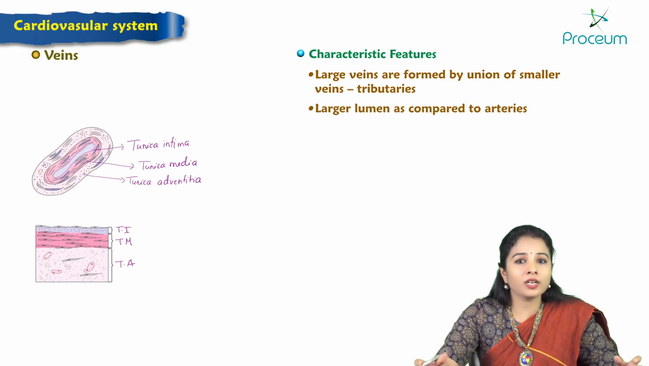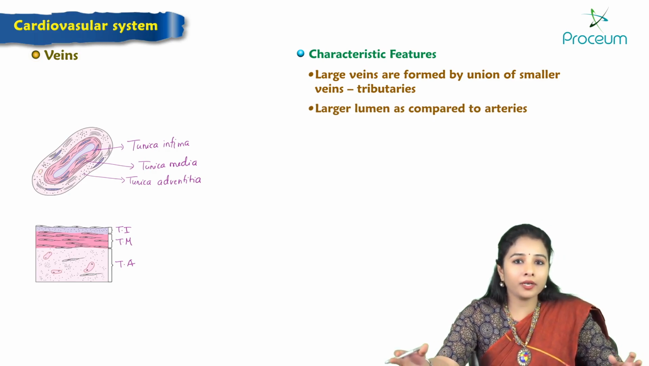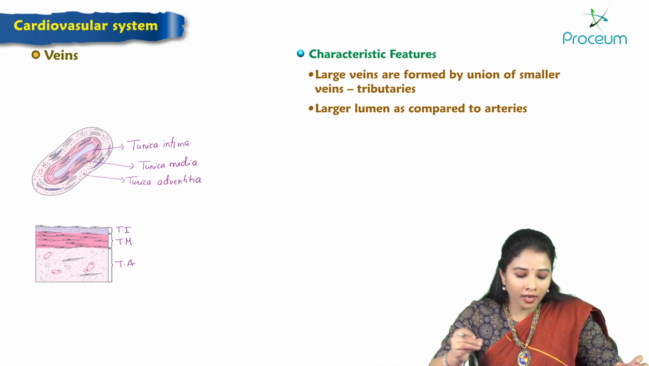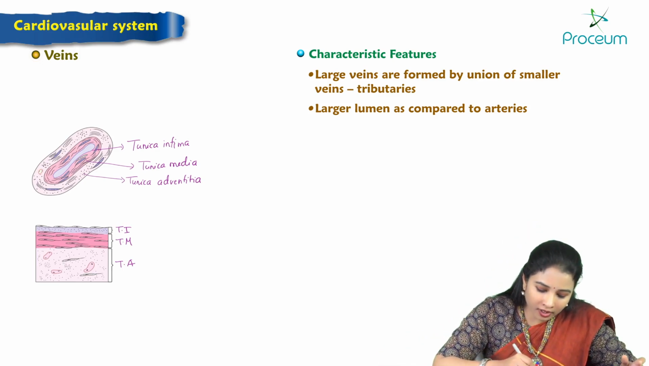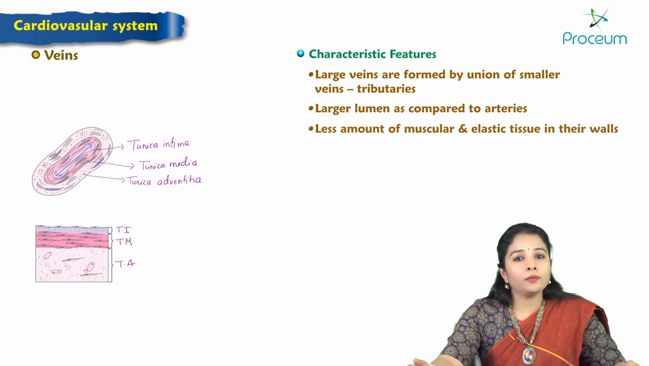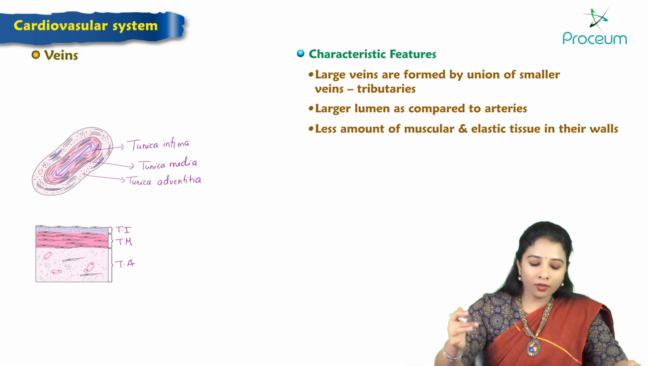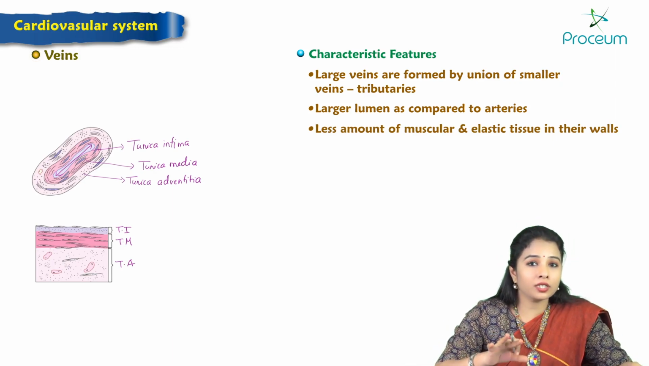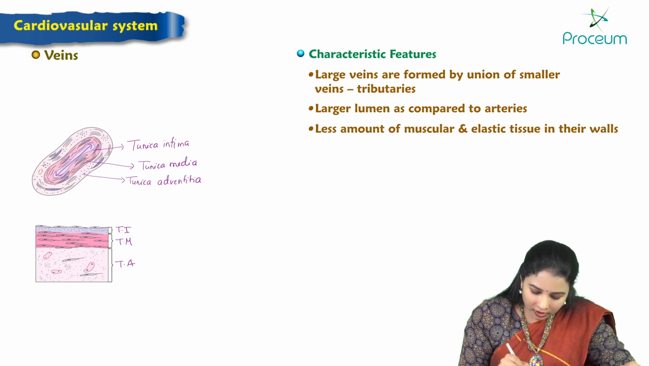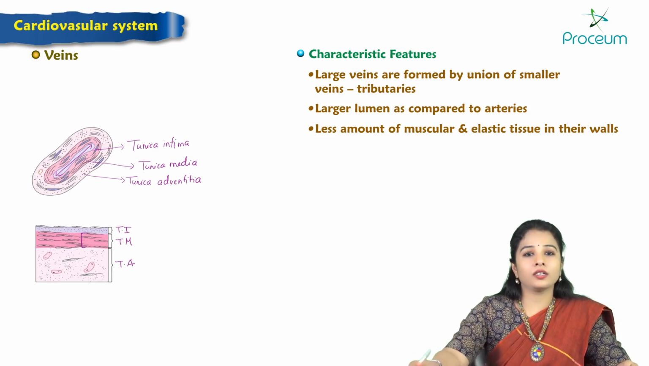So the large veins will have larger lumen compared to the arteries. The arteries are thick walled and have smaller lumen, and the lumen inside the veins are quite large. So you can see here. And the amount of muscle and the elastic tissue in their walls is less compared to that of arteries. So you can see the tunica media is thinner compared to that of arteries.